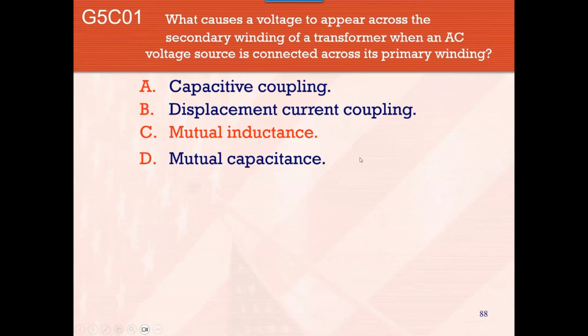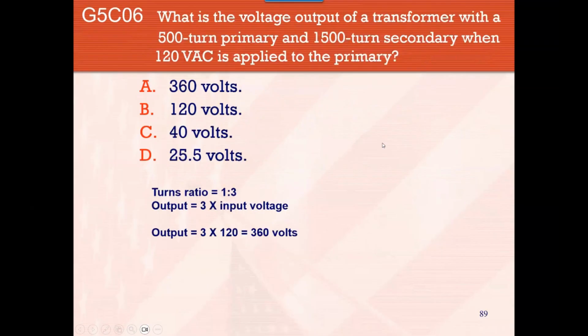You forgive me if I'm speeding up a little bit here. Voltage output of a transformer with a 500 turn primary, 1500 turn secondary. First of all, we would call that a 1-to-3 ratio transformer, meaning that if I put 100 volts in on the primary, then I'd get 300 volts out on the secondary. Okay, so if I put 120 volts in on that, I'm going to get 3 times that out, which is 360 volts, as you can see in the little calculation there at the bottom.